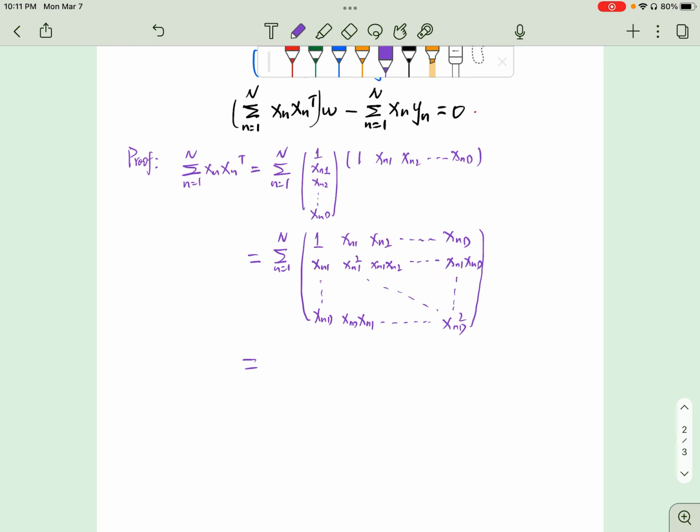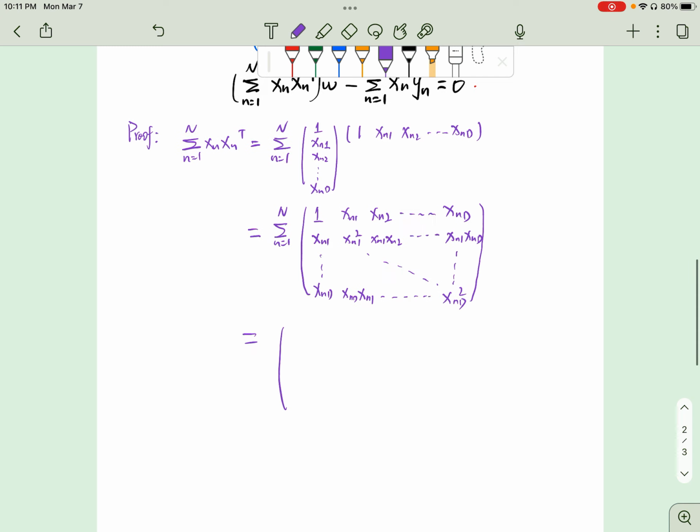And we can distribute this summation into every term here. I will not write everything, so I just distribute it to the first elements. This is n, right? Because we have a summation here. This is n, and this element would be the sum of xn1, and this element would be the sum of xn2.